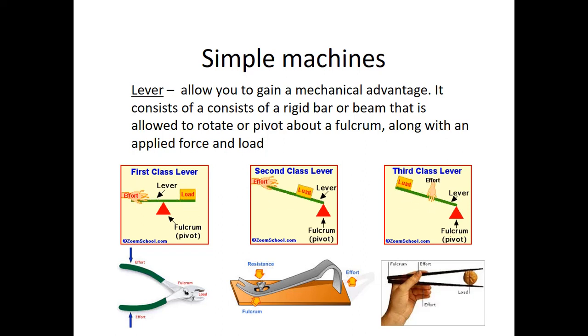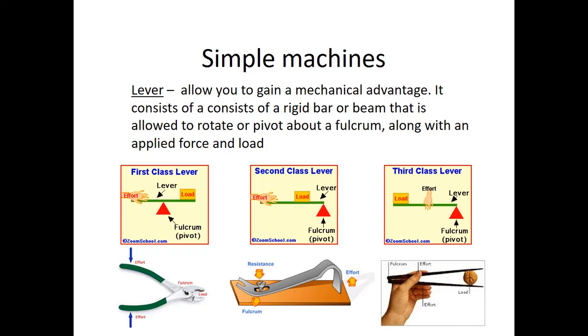And then a third class lever, we have some chopsticks. Chopsticks are a great example of a third class lever. A shovel can be used as a third class lever. If you have the dirt on the head of the shovel and you're holding the end of the shovel as a pivot or a fulcrum, and then your hand is in the middle to toss the dirt, that would be a third class lever as well.